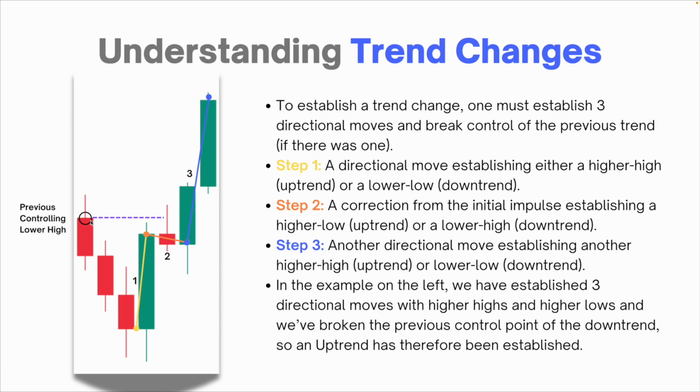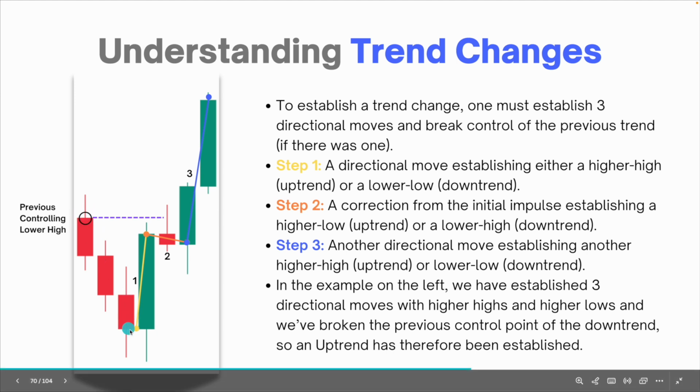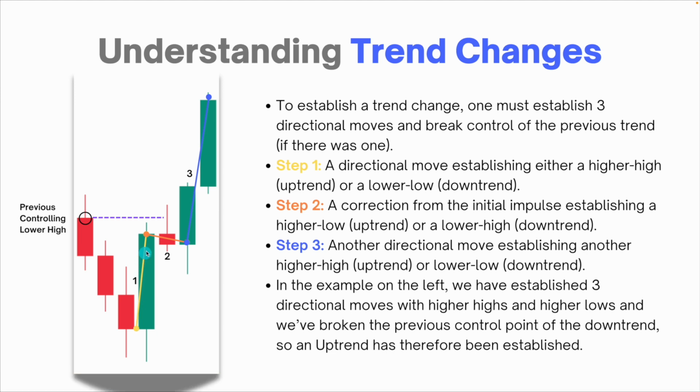Now, where do you measure the new trend from? Well, you measure the new trend from where the previous trend ended, and the previous trend ended at its last control point. So the last control point for this downtrend was this controlling lower low. So what has happened since the end of that downtrend? Well, we've established a higher high, an impulse, a correction to a higher low, and another impulse to a higher high. So we had an impulse, correction, impulse. 1, 2, 3 directional segments, and therefore we have established a trend reversal with an uptrend here.